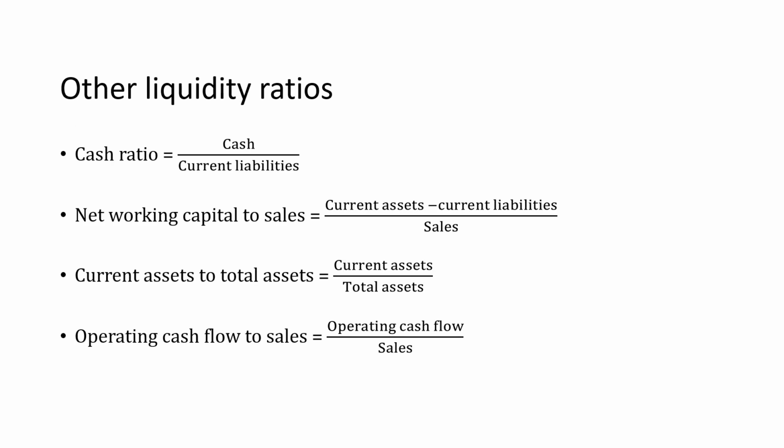Now, with each category of ratios, there are many more than what I'm showing you in this lecture. But just as an example, we can create other liquidity ratios using financial statement information, such as the cash ratio, or the net working capital to sales ratio, or current assets to total assets, or operating cash flow to sales. And there are many more.